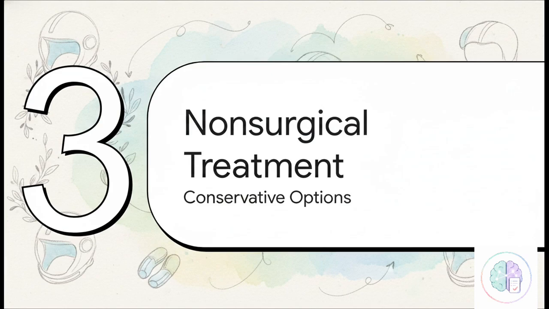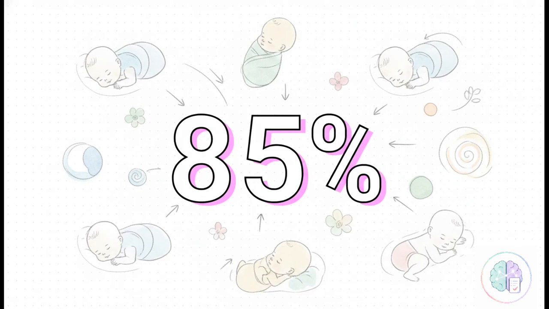Section 3. Non-surgical treatment options. Let's talk conservative management. The great news here is that the majority of cases will remain static or even improve over time with simple non-surgical intervention. The magic number to remember is 85%. That is the massive success rate of simple repositioning. Just by placing the infant on their unaffected side or on their abdomen for a period of 3 to 6 months, you can usually observe resolution.